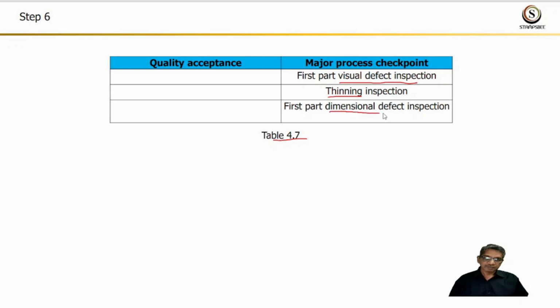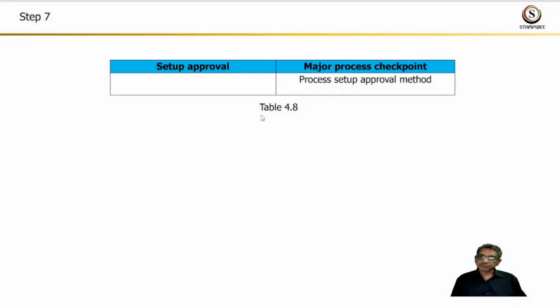Next point is dimensional defect. The first part should be inspected for the dimensional defect by verifying the bottoming marker depth with respect to the bottoming mark depth on master panel. Process step 7 is setup approval. Table 4.8 shows the major process checkpoint such as setup approval method. The cross-functional team of quality and press shop should verify the earlier step approvals and give final approval for the batch production. The approval should be in written format.